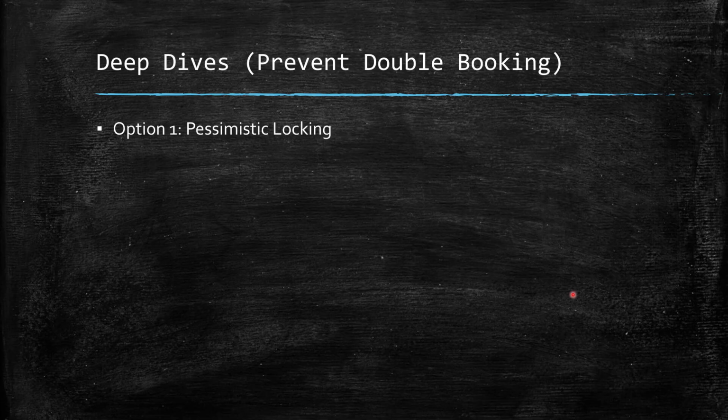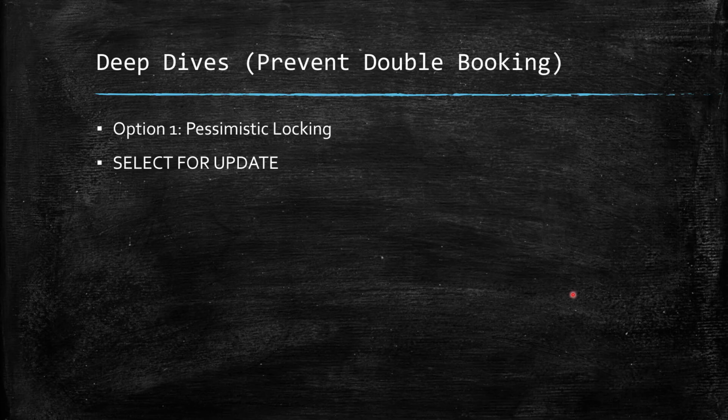So option 1 is pessimistic locking. What I mean by pessimistic locking is basically a select for update. If you don't know select for update, you can definitely go ahead and read about it. It is a simple operation in a database. Your MySQL 8 has it, your Postgres must be having it, and a lot of other databases provide a similar operation to select for update.